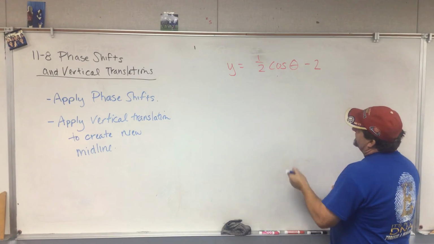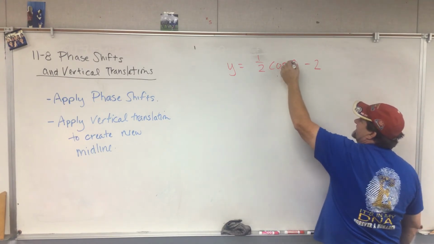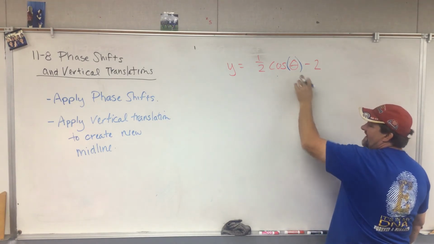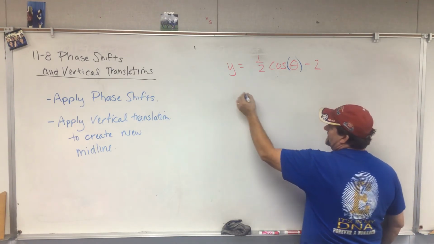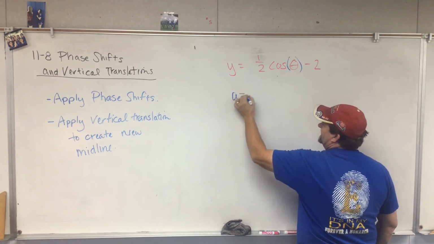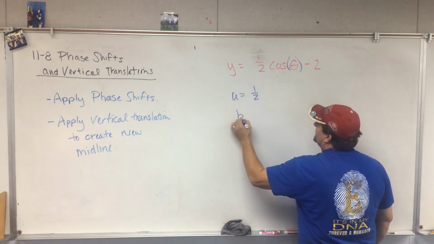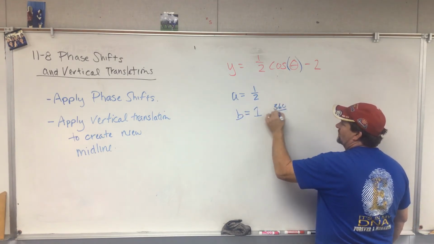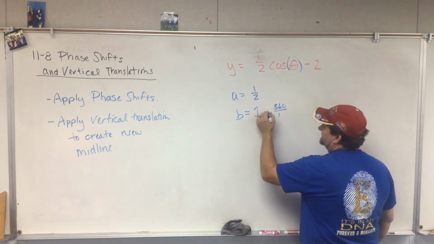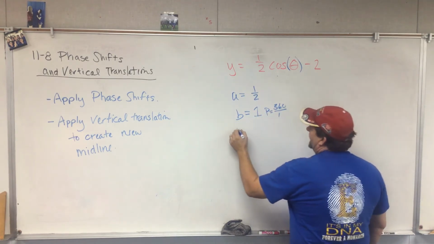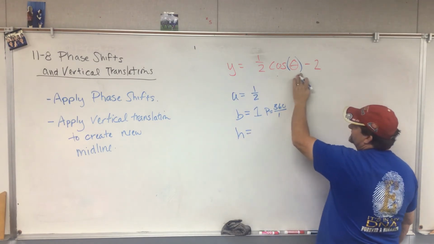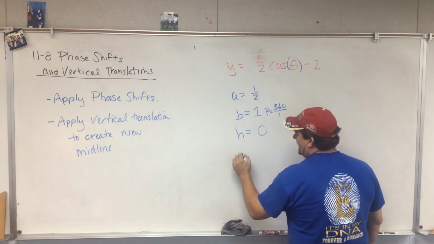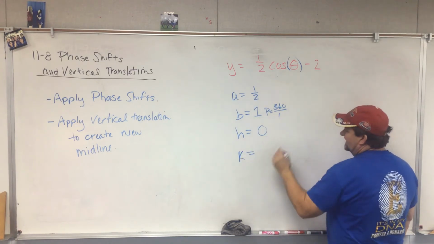So let's write our pieces in here. This is on the outside, so that's literally, there's a parentheses right there. Phase shift has to be inside the parentheses, so you might want to make a note of that. So let's look at this. We have A is equal to 1/2. B is still equal to 1, so that means my period is going to be 360 over 1, so it's still 360 degrees. My H, there is no H inside the parentheses, so no phase shift. And then my K is going to be -2.